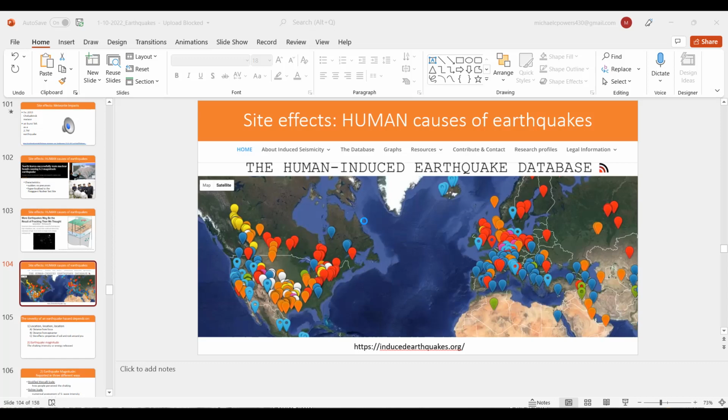New Madrid in Missouri in 1812. This is a pretty fun one. This one caused so much uplift that the Mississippi River ran backwards, which is crazy because the Mississippi River is enormous and captures so much water. For it to run backwards, you have to have a lot of uplift and displacement. Then Alaska in 1964.